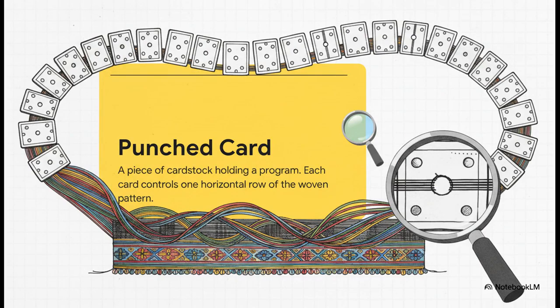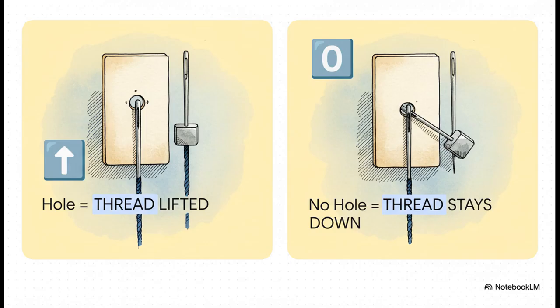So here's the key. Each card controls just one single pass of the shuttle, which weaves one horizontal row of the final image. You'd actually string thousands of these cards together into a long chain to create the whole program for a tapestry. Every single hole, or the lack of a hole, acts like a single mechanical pixel. And the logic behind it is just brilliantly simple.